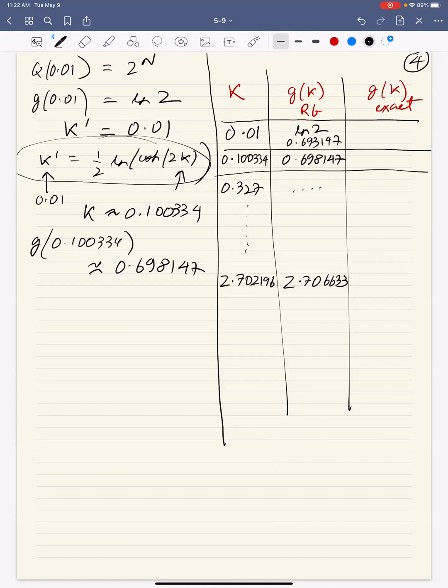So now if you were to calculate the exact value, you would find that for 0.01, the exact value is actually 0.693197. So it's already kind of close, right? But there's a small error. For this one, it is 0.698172, slightly closer. For this one, it is exactly correct. And as you keep increasing, it stays in exact agreement.